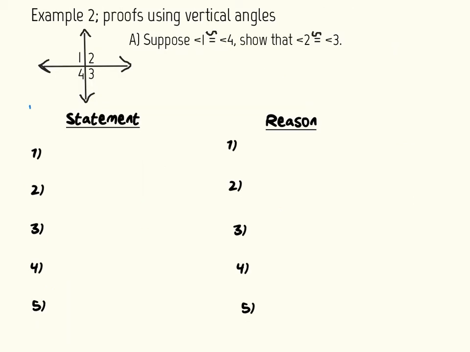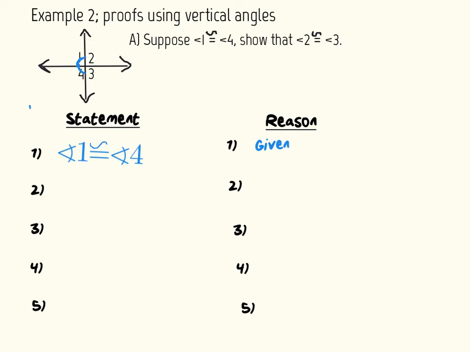For example 2, we are going to use the vertical angles theorem to prove different things. So we're going to suppose that angle 1 is congruent to angle 4. And then we're going to show that angle 2 is also congruent to angle 3. So we know that angle 1 is congruent to angle 4. That's actually the first bit of information we know. Angle 1 is congruent to angle 4 because it is given to us.